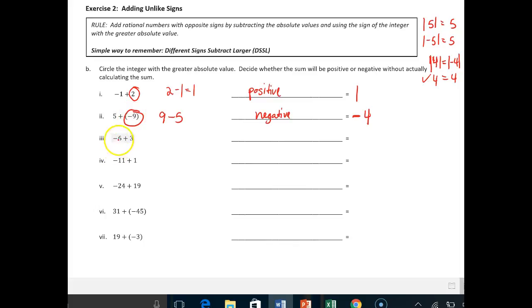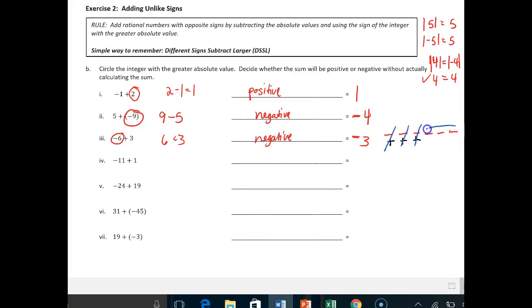Let's take a look at this one. -6 and 3. Are there more negatives or positives? I have 3 positives, 6 negatives. There are more negatives because I have 6 of them. So I'll do 6 minus 3, and I'll get 3. Is that my answer? No, my answer is -3. Why? Because I had more negatives. All right? I could draw this out for you. Here are the 6 negatives, and here are the 3 positives. Opposites cancel out.